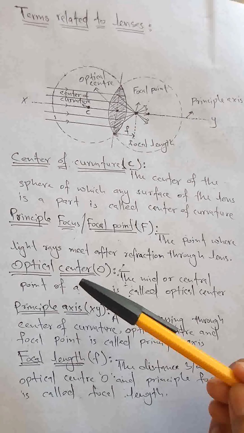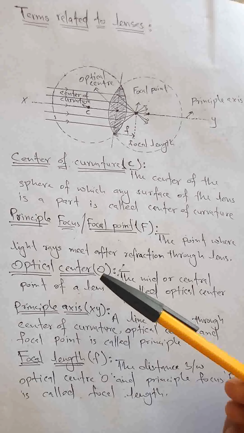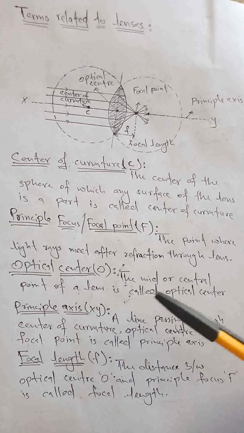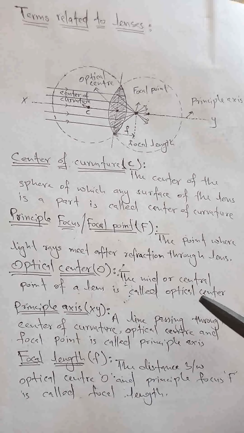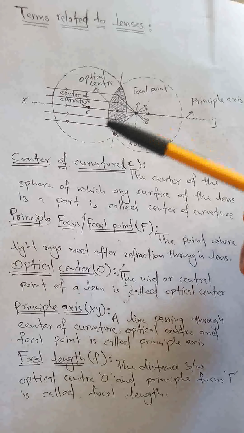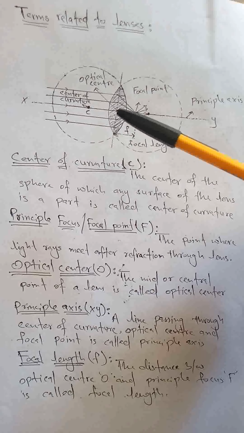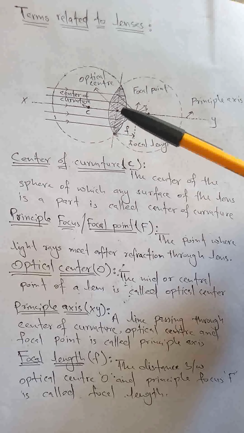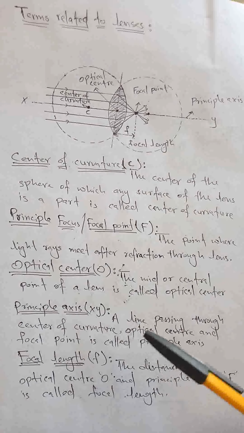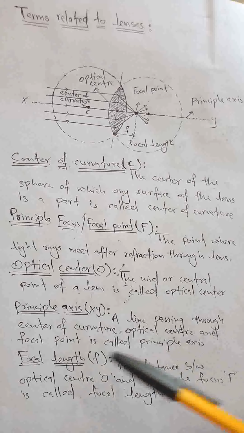Optical center, denoted by capital O. The mid or central point of a lens is called optical center. This is a lens, and the middle portion or midpoint of the lens is called optical center, and it is denoted by capital O.